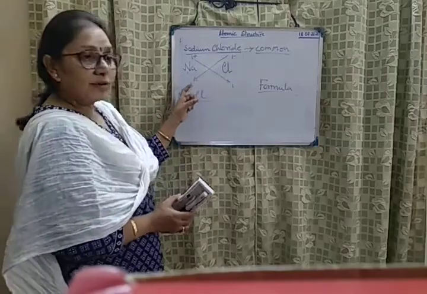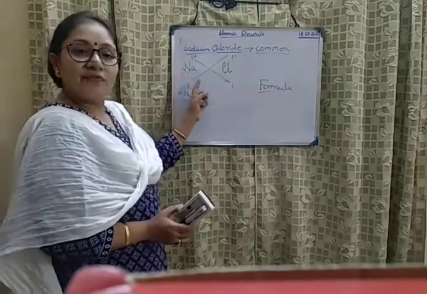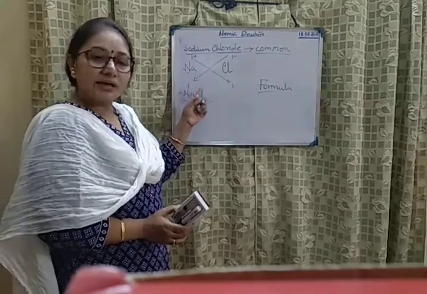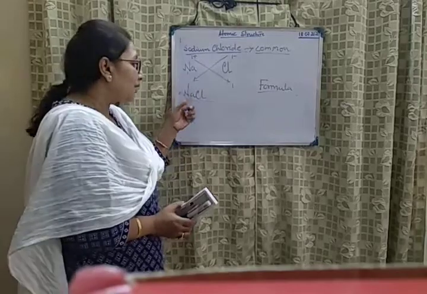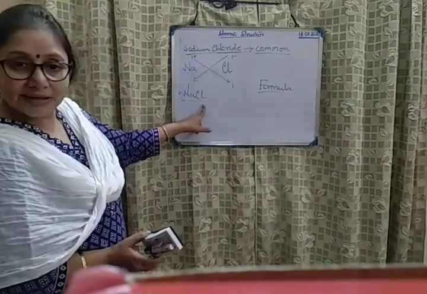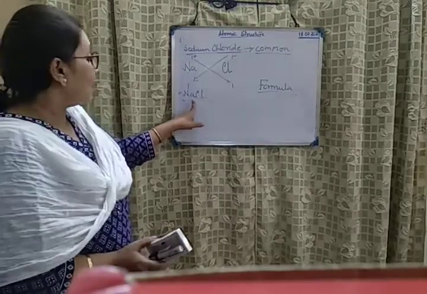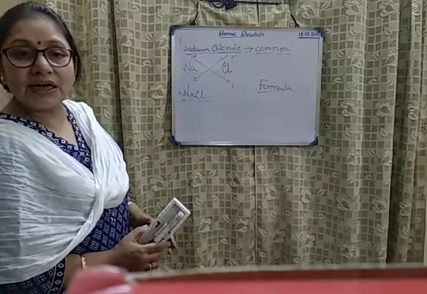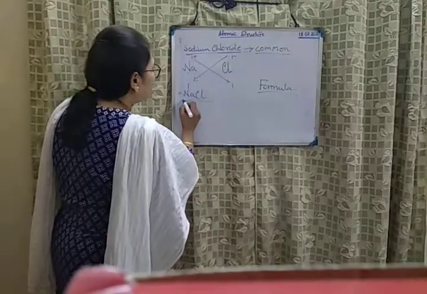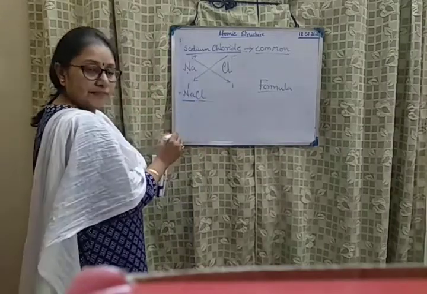From the chemical formula, we get certain information. What are the different elements taking part in a compound, and what else are we getting from this compound? How many elements are there? Element sodium and element chlorine. What else do we know? The number of atoms of each element that is present, that also we know. So how many atoms? One atom of sodium and one atom of chlorine.